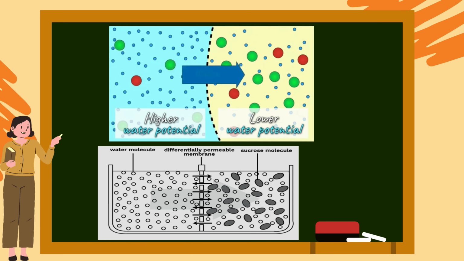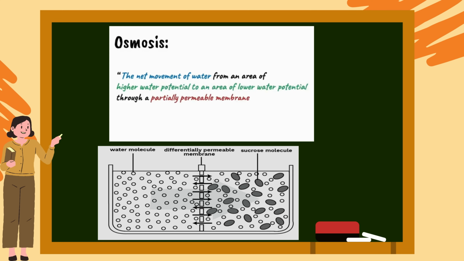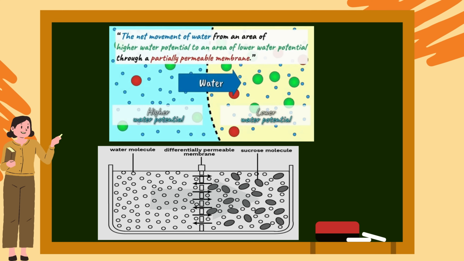Water will move from an area of higher water potential, the solution with a lower solute concentration, to an area of lower water potential, as long as there is a partially permeable membrane to prevent the solutes from also moving. The definition for osmosis is therefore the net movement of water from an area of higher water potential to an area of lower water potential through a partially permeable membrane. Note that it is also correct to define it as the net movement of water from an area of lower solute concentration to an area of higher solute concentration through a partially permeable membrane. Both definitions express the same thing.